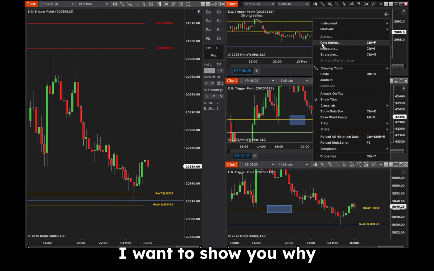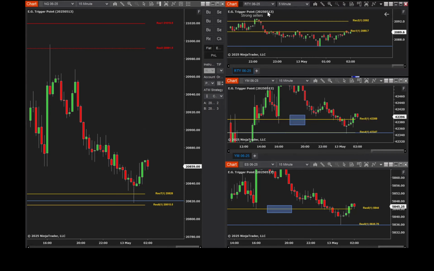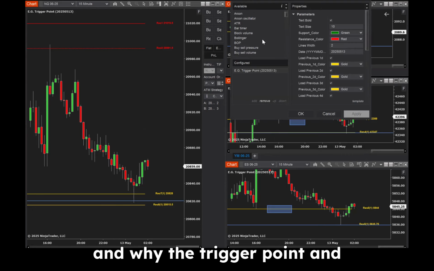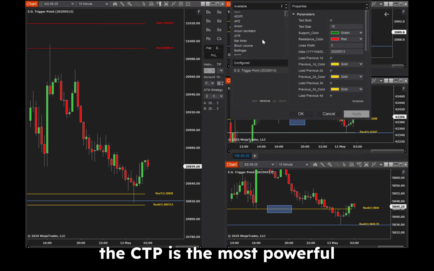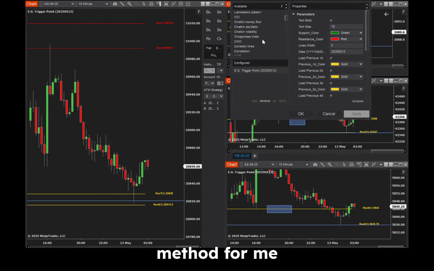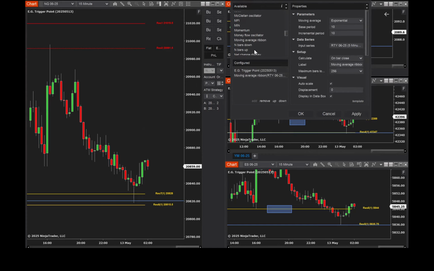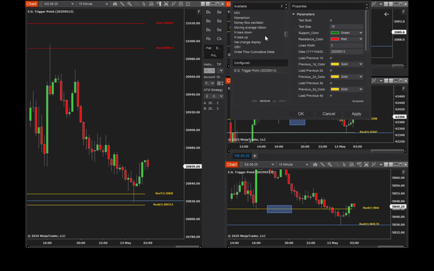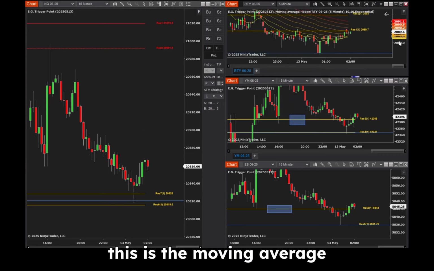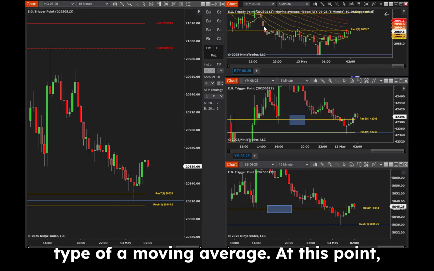Okay, I want to show you why I really dislike lagging indicators like the moving average, and why the trigger point and the CTP is the most powerful method for me, because it does not lag. Tools like moving average, I don't know if this is the one. You know what, guys? I have no idea where the moving average is. Okay, let's see. Okay, yeah, this is the moving average.